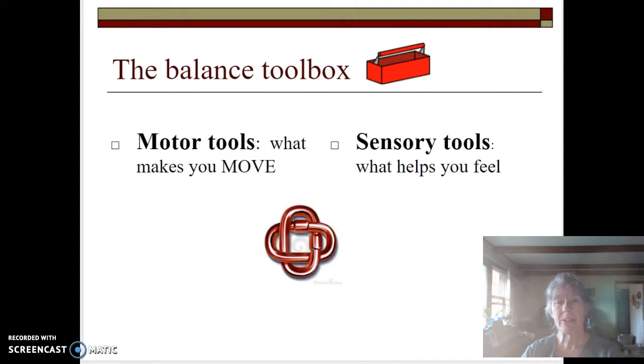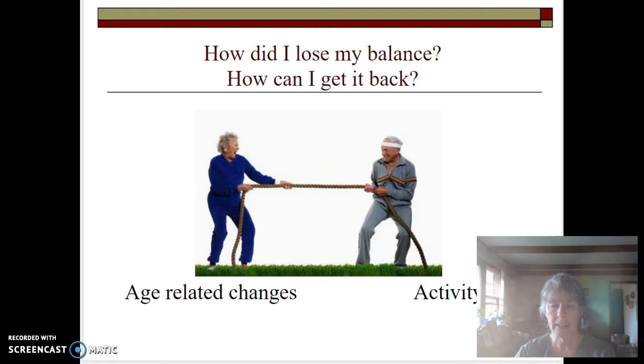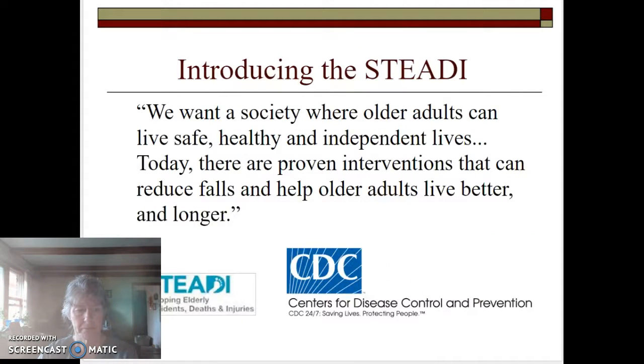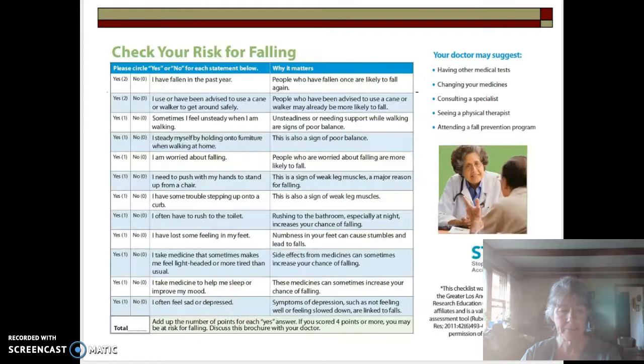We teach about balance with a toolbox type of approach and make people aware of the interplay between many body systems needed to be stable and produce stability. And we promote activity for helping to push back against the age-related changes that undermine that balance and stability. We also introduce the Steady with an I, and we show them in advance the timed up and go, the chair stand, and the balance test that we'll do during the screenings.